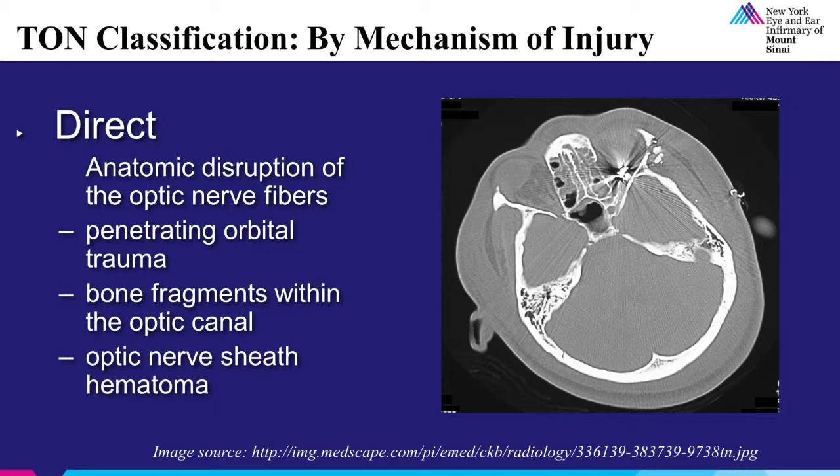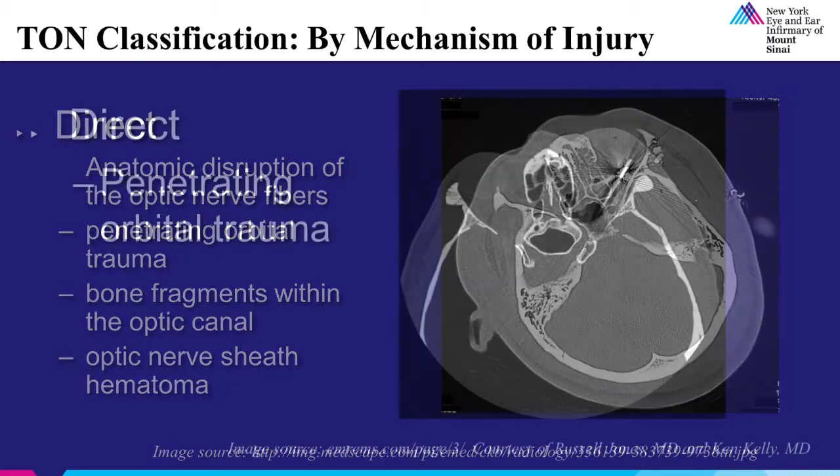Also, should there be an optic canal fracture, bony fragments may be seen within the optic canal impinging on the optic nerve. Here, in this CAT scan bone window image, we can see on the left that there is a metallic foreign body directly impinging on the optic nerve. Another mechanism of direct injury in traumatic optic neuropathy is an optic nerve sheath hematoma.